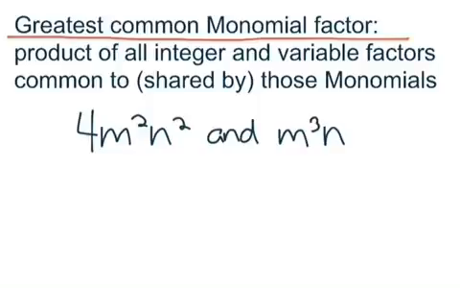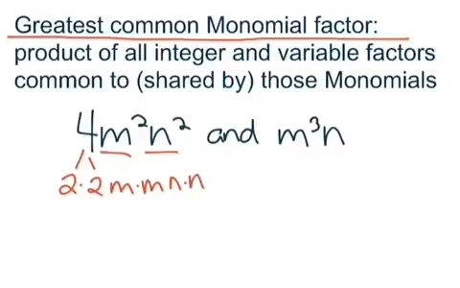So first we need to split up our monomials into their factors. Remember, for our constant numbers we do factor trees. So I know 4 is made up of 2 times 2. When we consider our variables, remember that m squared is really m times m, and n squared is really n times n. This is not a polynomial, these are just two unrelated monomials. So let's factor this one here, m times m times m times n.